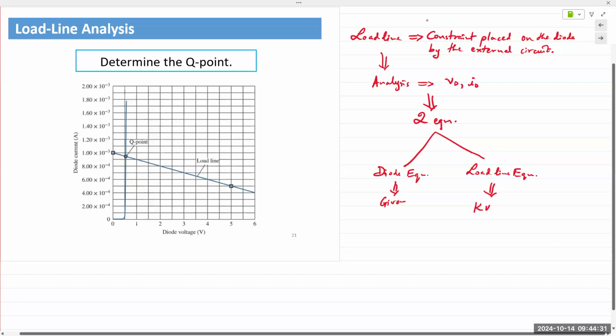This is from the KVL expression for our example. And we can write V is IDR plus VD.